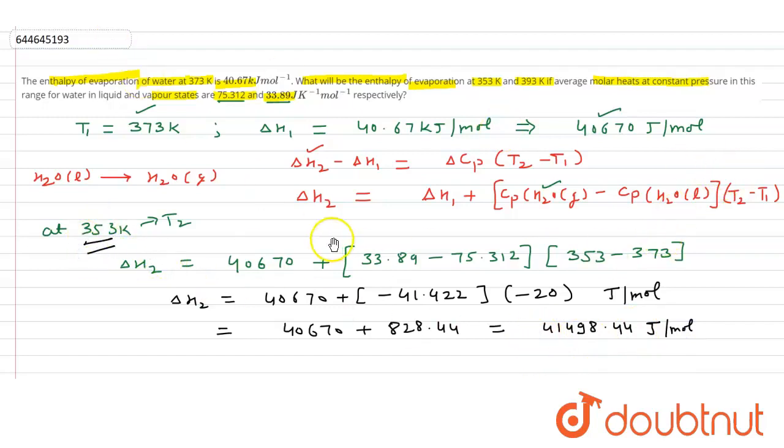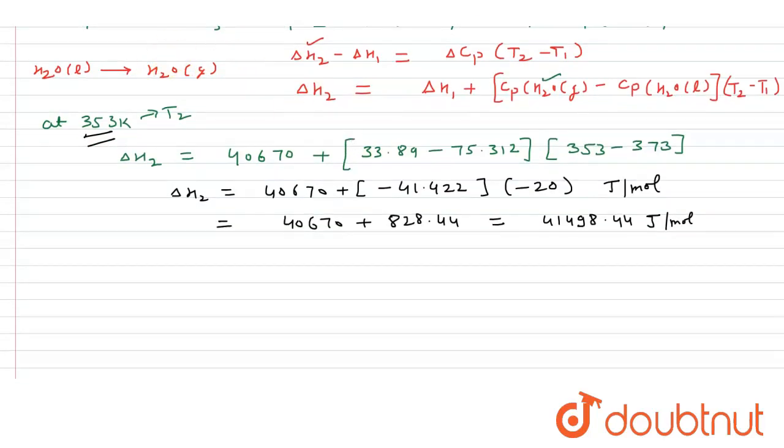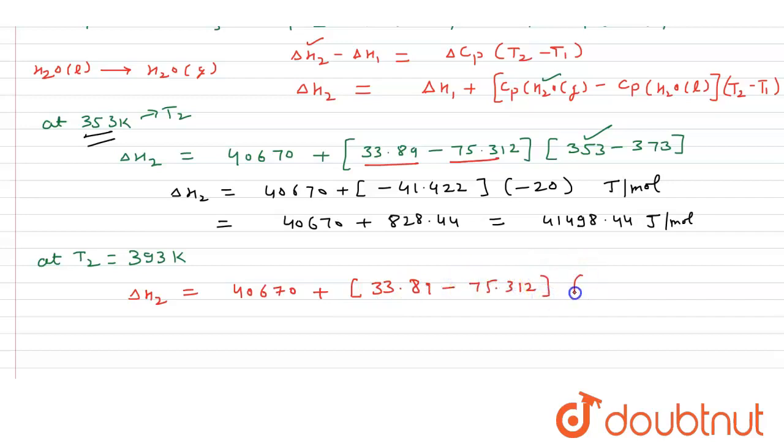Similarly, we will find the enthalpy of evaporation at 393 Kelvin. So T2 is equal to 393 Kelvin. You have to do nothing, just replace 353 by 393 and you will get the value. All the values remain the same: delta H2 equals 40670 plus 33.89 minus 75.312 times 393 minus 373. So the value becomes minus 41.422, and here you will get plus 20.